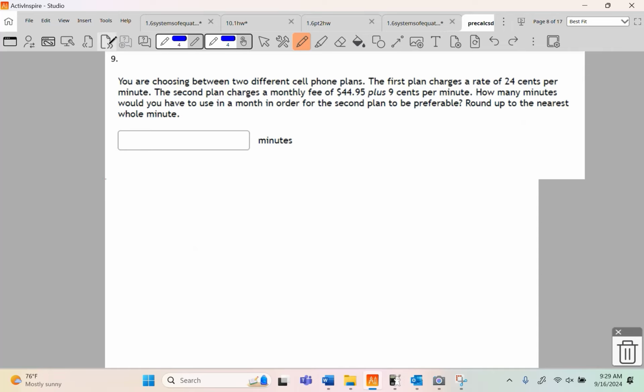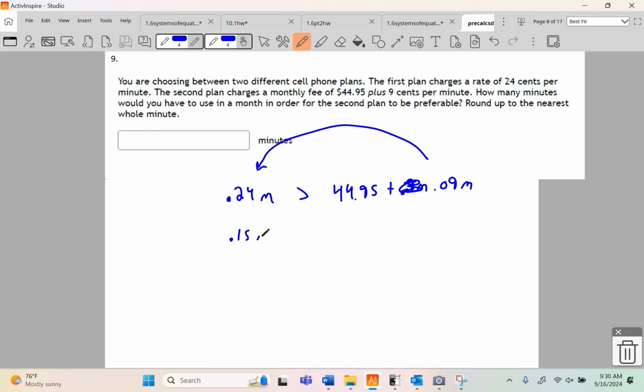All right, so the first plan is 24 cents per minute, 0.24 M. The second plan is 44.95. This used to be a real thing, plus 9 cents. And I want the second plan to be preferable, so it's going to be the cheaper plan. And it's M's on one side and numbers on the other. And I made a mistake right there. That's 0.09, right? So anyways, I do a little subtraction. 24 minus 9 is, I hope, 15.